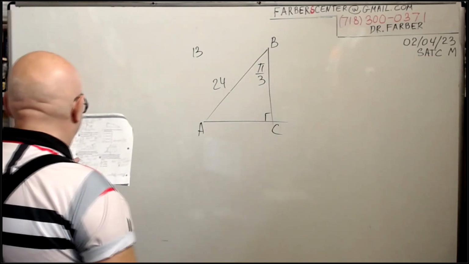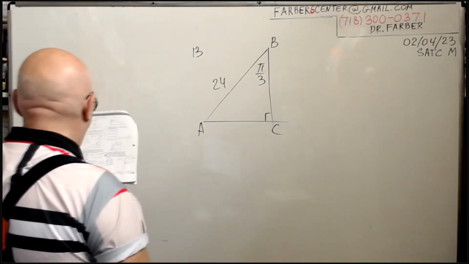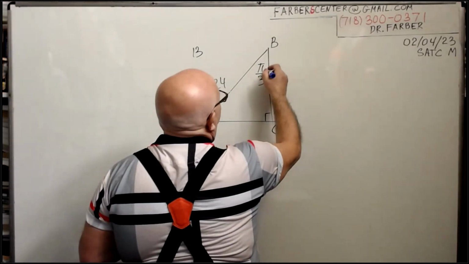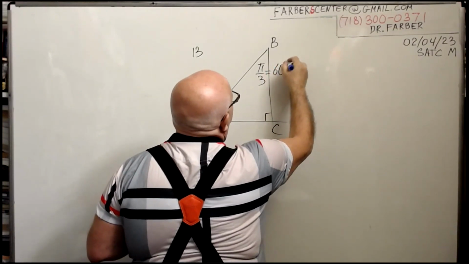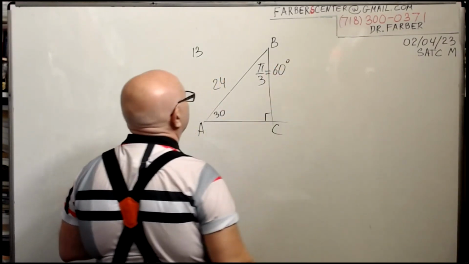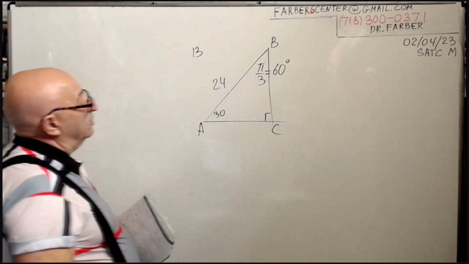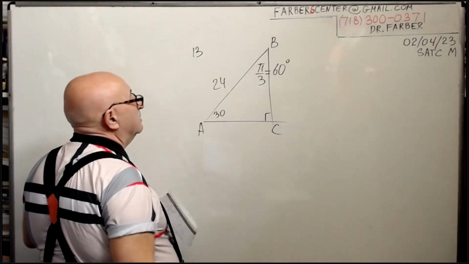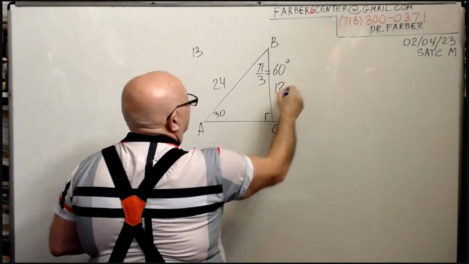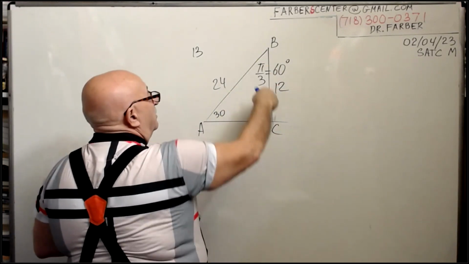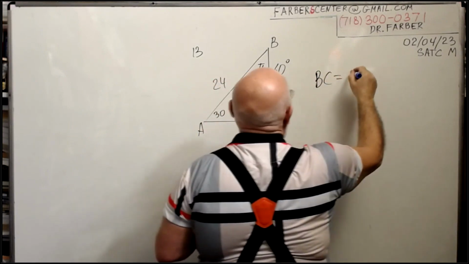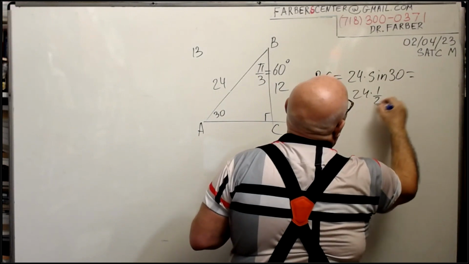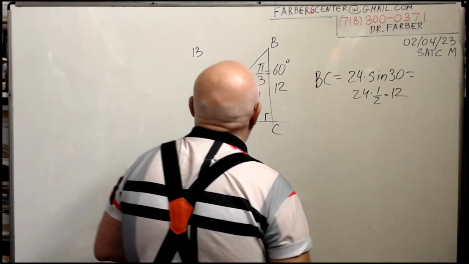For the area in square units of triangle. Pi over 3 is actually, we did today, it's 60 degrees. And this is 30 degrees. You can use trig and you can use theorem. The leg opposite of 30 degrees equal half of hypotenuse. And this is 12. Or you can use BC equals 24 times sine of 30. 24 times 1 over 2, which is 12. Okay.